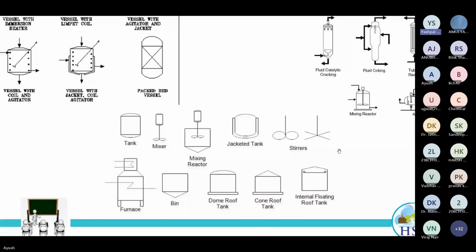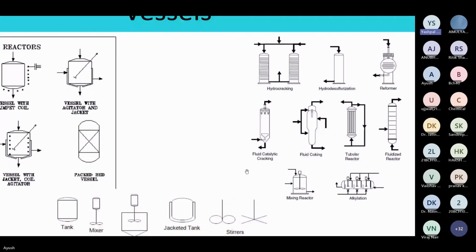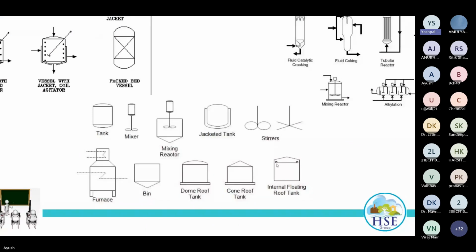Fluid catalytic cracking equipment, fluid coking, hydrofluidization, reformer, fluid catalytic cracking, fluid coking, tubular reactor, fluidized reactors. Please scroll down. So these are the different types of vessels we use. This is not limited to this one only. We may have many more.